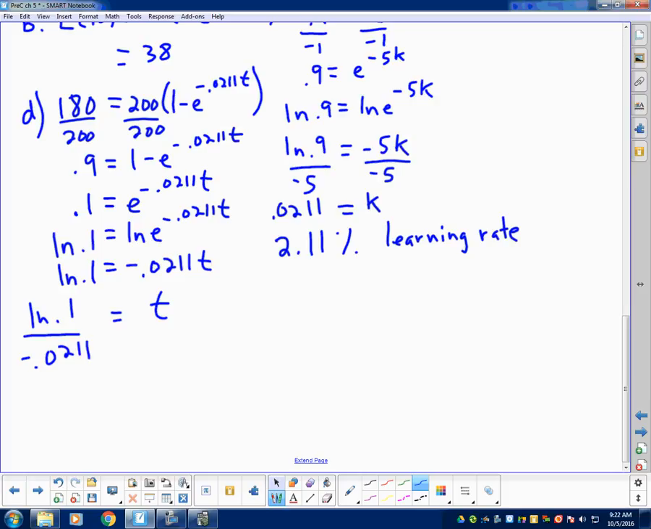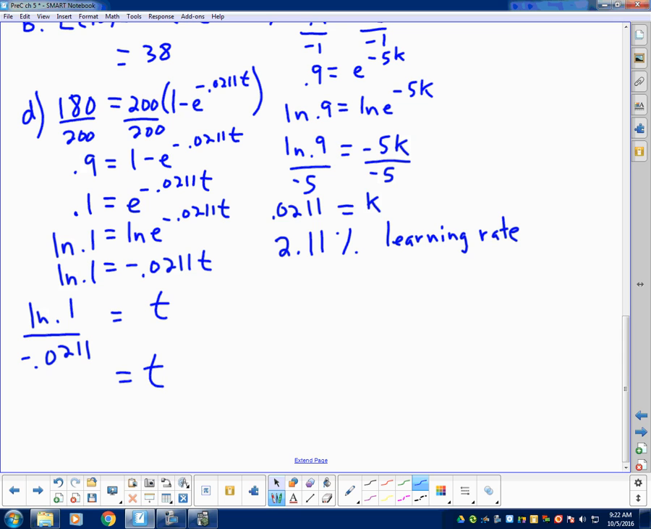So what is the time it's going to take me to learn 180 out of the 200 words? According to this model, what do you get? Okay, what is it? Okay.